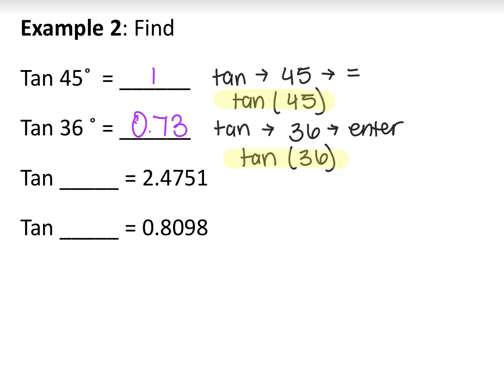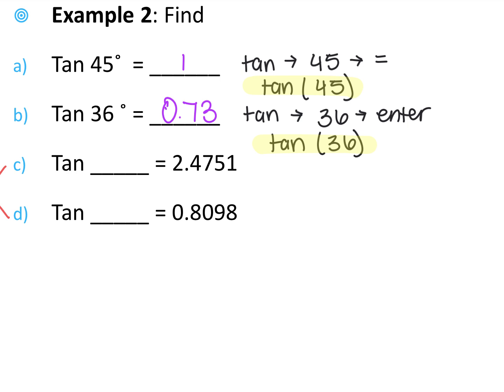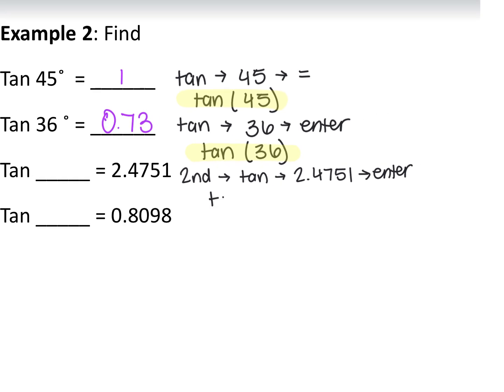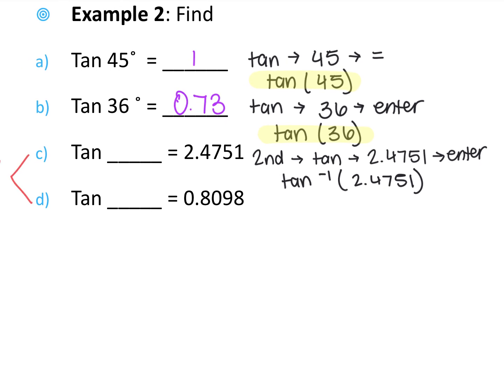So pay attention to how I'm typing this into the calculator, and yes, I'm going to write it out. You're first going to push the second button. Then you're going to push the tan button. Then you're going to type in your number, 2.4751, and then click enter. So what should it look like on my calculator? Tan -1 with an open parentheses, 2.4751, and then you could click enter. Does anybody have any trouble where to get the inverse? Do I need to explain it again?